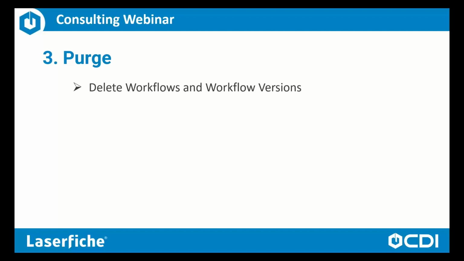Deleting workflow versions is very helpful for removing external objects. So a lot of times we will have an external object that was referenced in an old version of a workflow. We no longer use that object. We want to get rid of it. By deleting that specific workflow version, we're able to delete that external object without deleting our entire workflow.